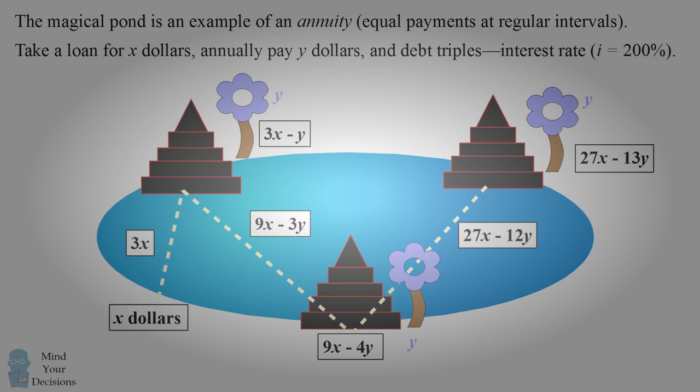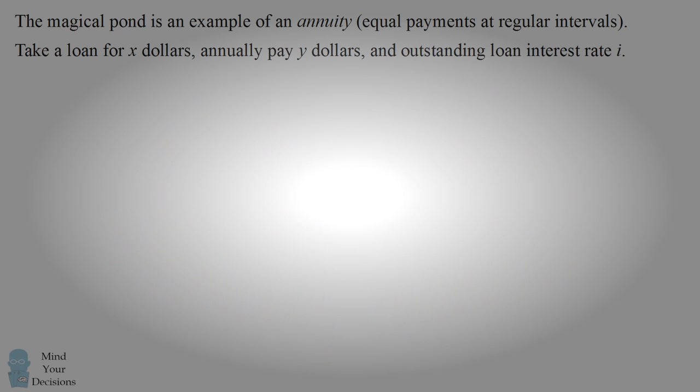The mathematics of annuities can be generalized. So let's imagine we didn't know anything about this problem and we just approached it as an annuity. Here's how it would work in terms of time intervals. We start out at the first interval where we take a loan of X dollars. After 1 year, our loan will increase by an interest rate of I%. So we multiply X times 1 plus I%.